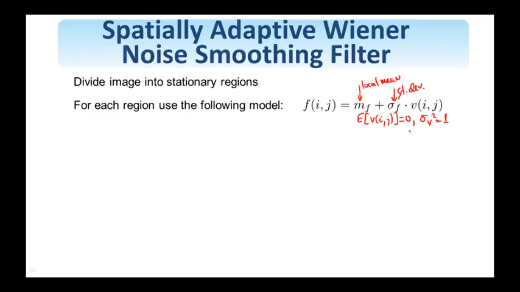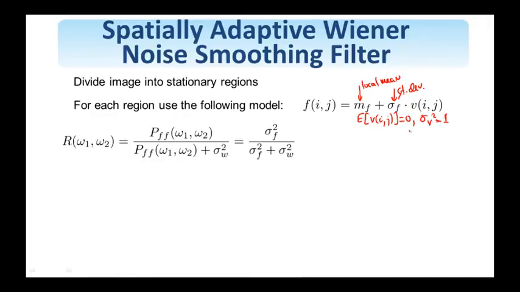Now, for each of these regions, I can write down the frequency response of the noise smoothing filter. P of FF, based on this model, is equal to sigma f squared. So we see that the filter here is constant, does not depend on omega 1, omega 2. So if I take this back to the time domain, the impulse response of the Wiener noise smoothing filter is equal to this. So the constant gave rise to a delta in the spatial domain.